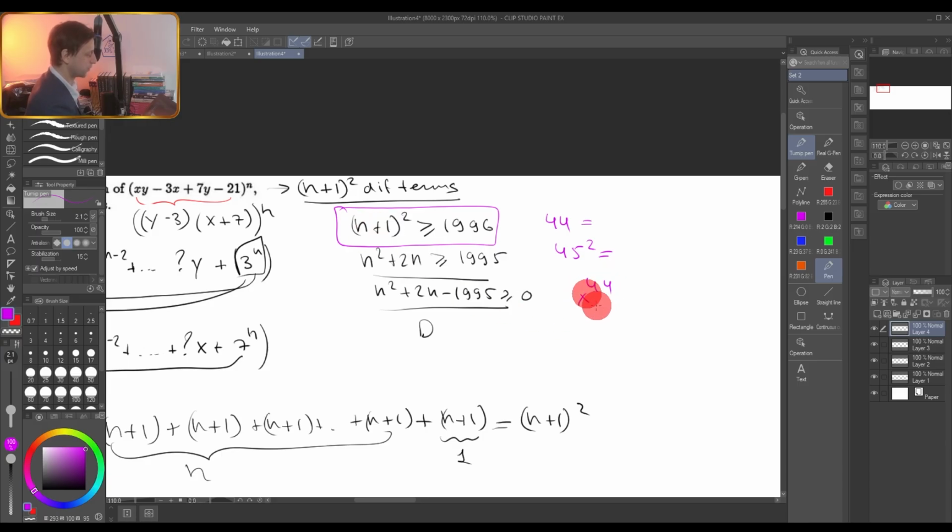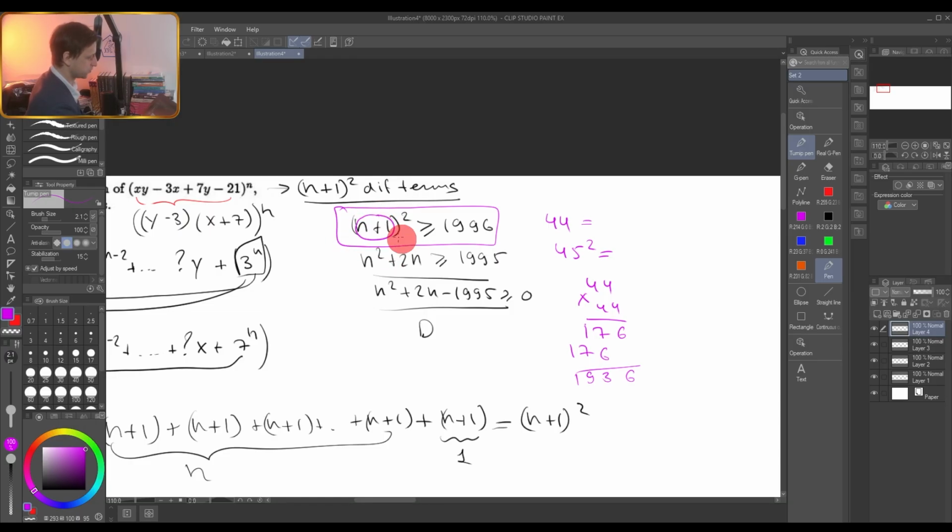So 44 times 44: 6 times 4 is 24, 4 goes here, carry 2... it will be 16, 1 is here, so 17, 6, 3, 1, 9, okay, 1936. So if this n plus 1 is 44, it doesn't work for us.